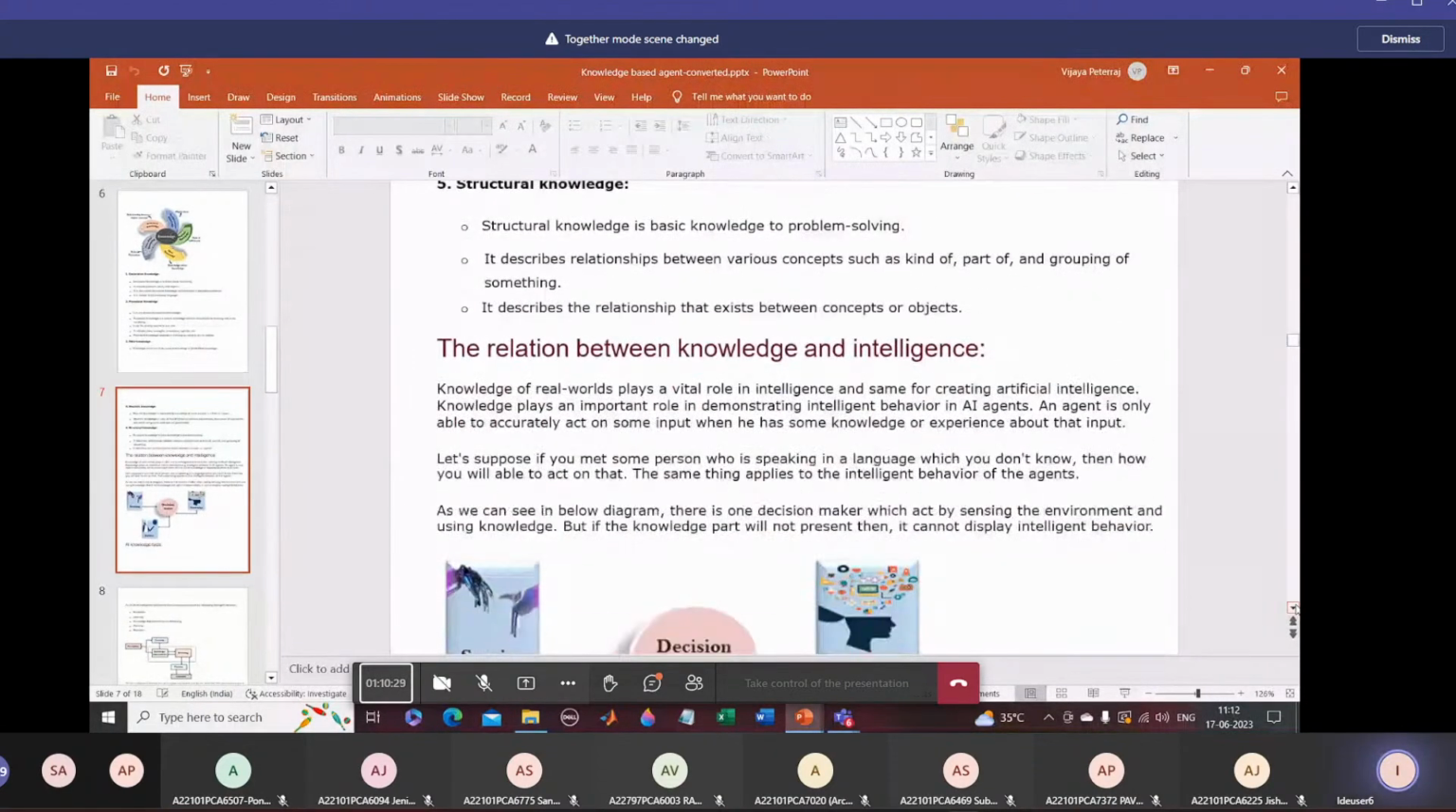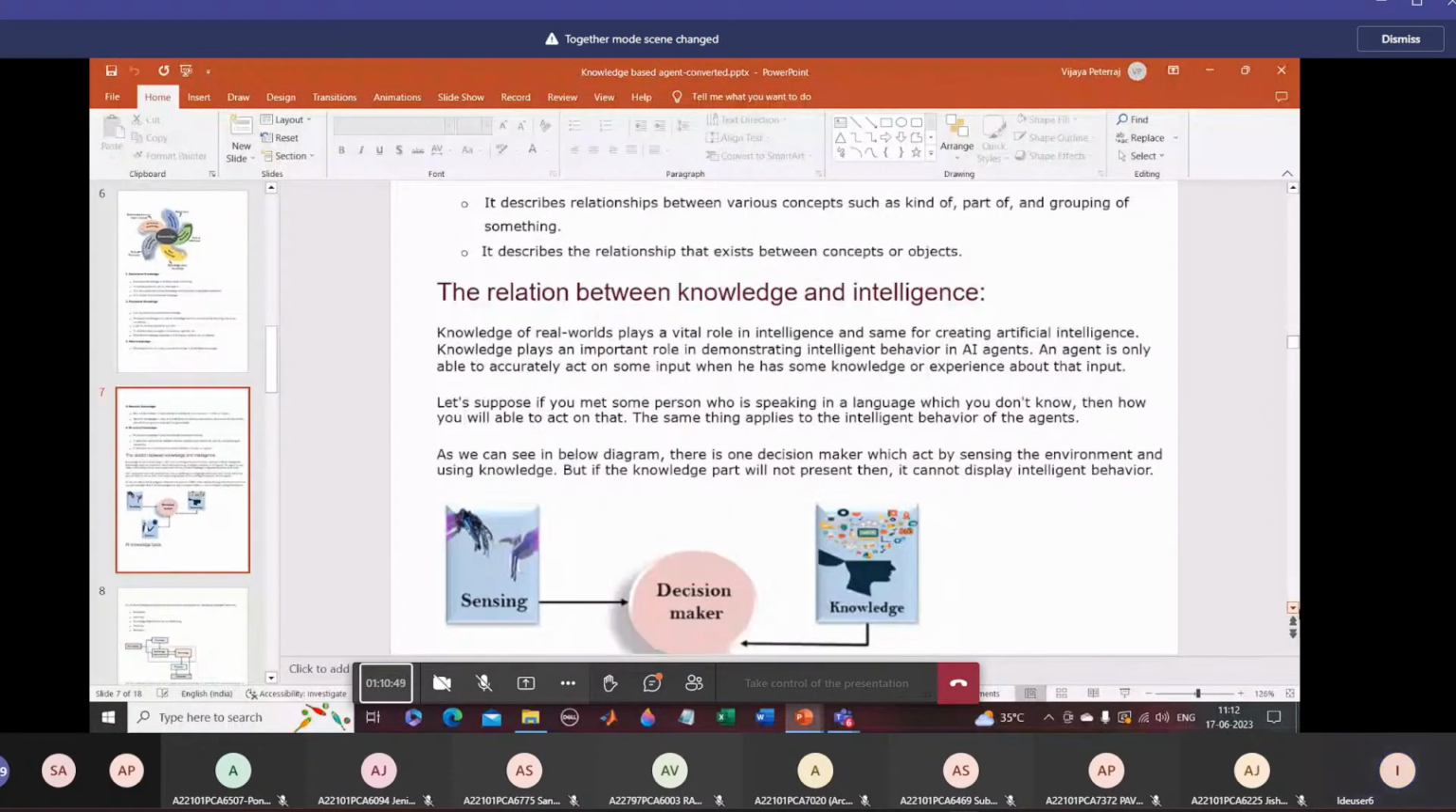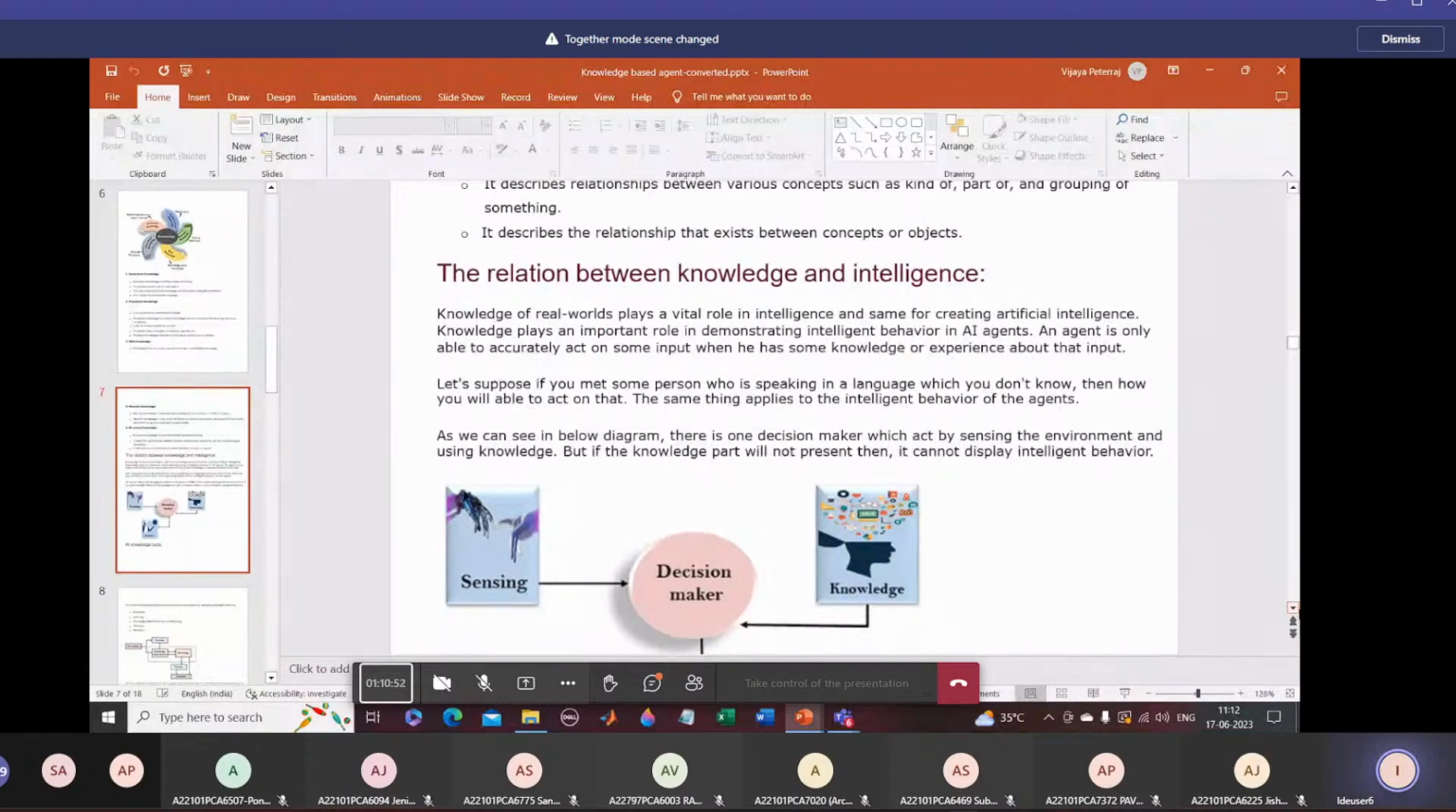Whatever knowledge you have plays a vital role in your intelligence, so that only you can create artificial intelligence. Knowledge plays an important role in demonstrating intelligent behavior in your AI agents. An agent will only be able to accurately act on some input when there is some knowledge or experience about the input. When I know what type of input I could give for that particular program, I could give that type of input.